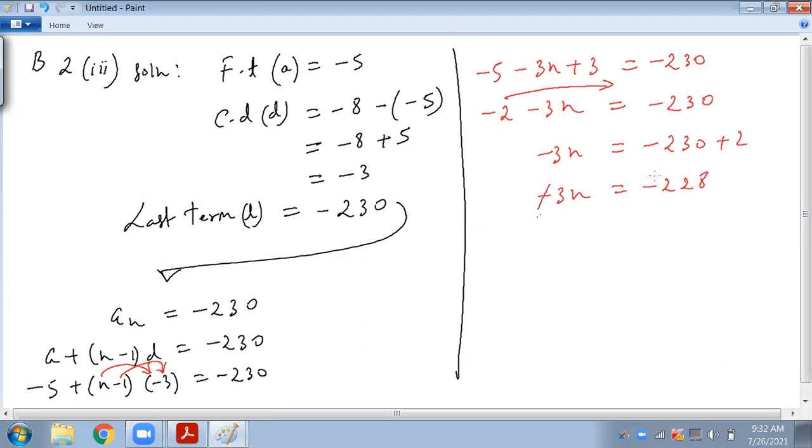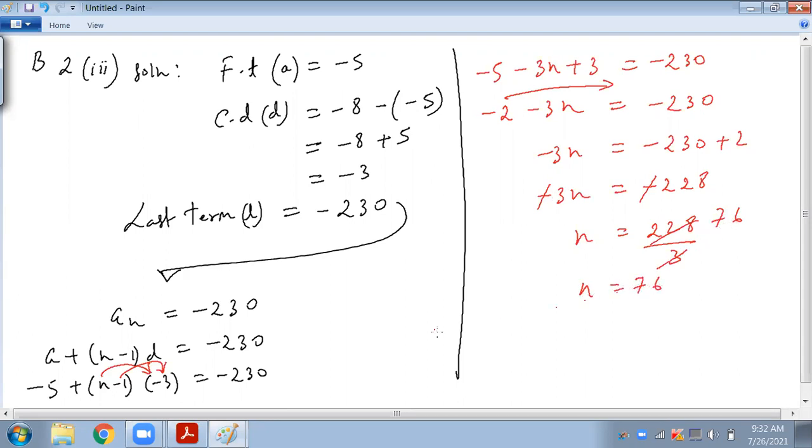Now since we have one term on both sides, and both are having minus, we can just cut the minus. So n equals how much? 228 by 3. And 228 by 3, we can cut it. It will be how much? 76. So n equals 76.